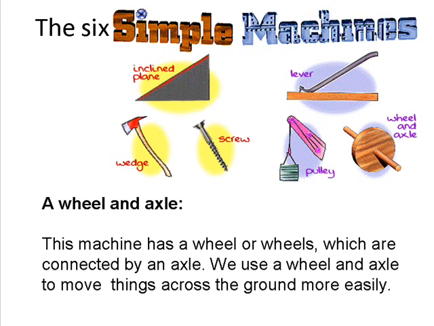The 6 simple machines. A wheel and axle. This machine has a wheel or wheels which are connected by an axle. We use a wheel and axle to move things across the ground more easily.